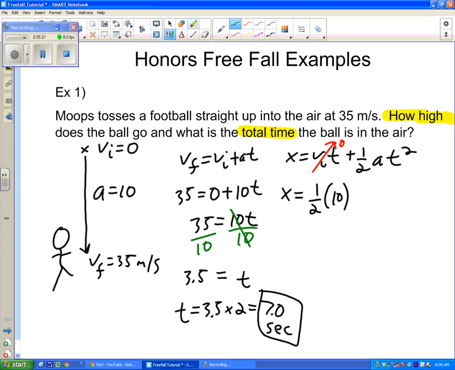So do we put the 3.5, the down part, or do we put the 7, the total? Well, we're trying to find the height, not the time in the air. So the height is going to go from the top to the bottom. Because it's going from the top to the bottom, we're going to use the time that we got from the top to the bottom. So that 3.5 is going to go right in here, squared.